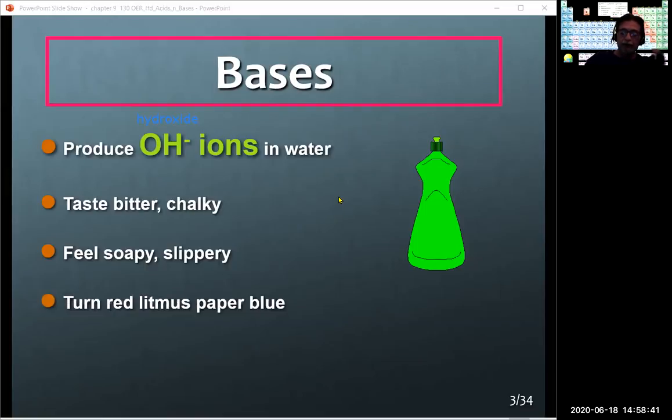All right. For litmus paper, not only do we have blue litmus paper, but we have red litmus paper. Again, if you put that red litmus paper in the solution and it turns blue, then you have a base solution. Okay.